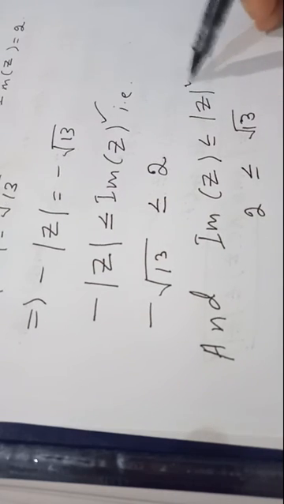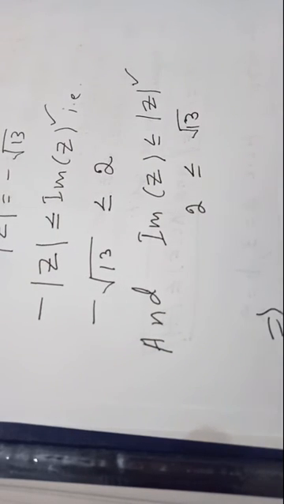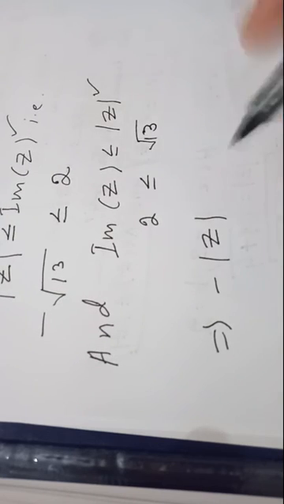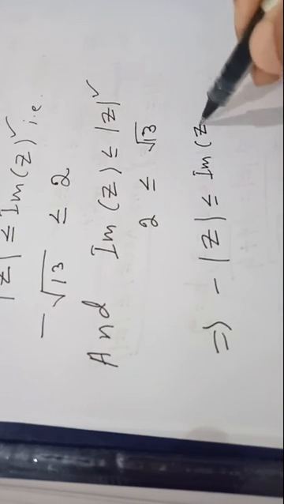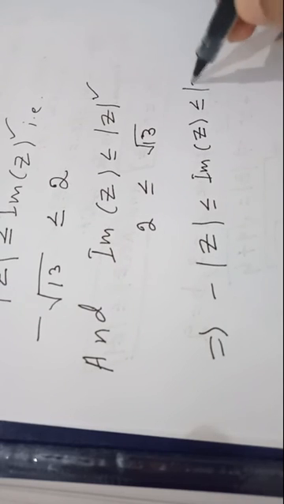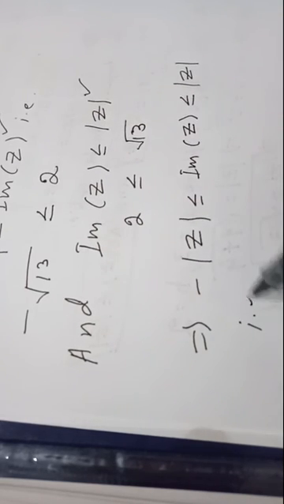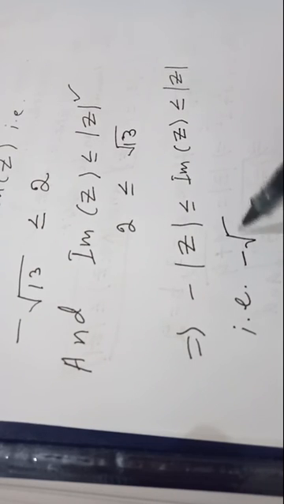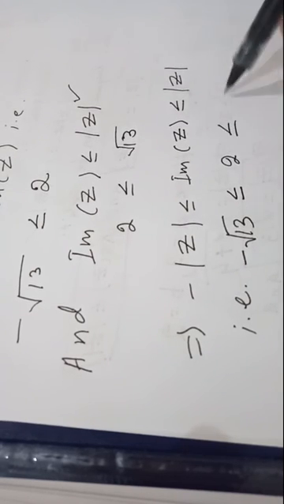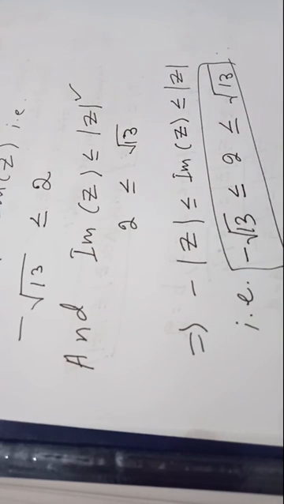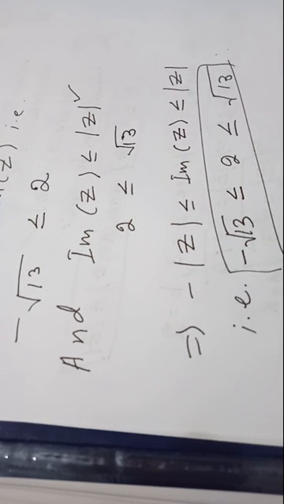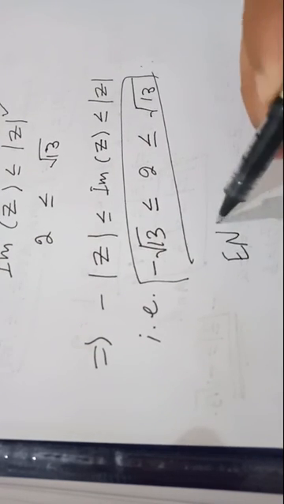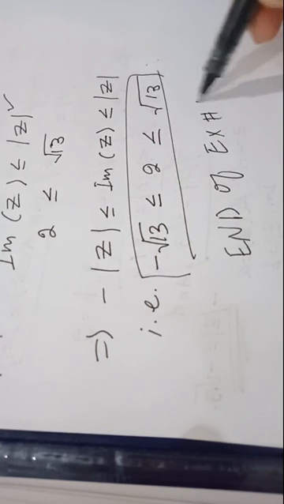Now combine these two. When I combine these two, minus absolute z is less than or equal to the imaginary part of z, less than or equal to absolute z. That is, minus square root of 13 is less than or equal to 2, less than or equal to positive square root of 13. So you see that this is true. The square root of 13 must be greater than 2, so when multiplied by minus, that value becomes less than 2. So this is the required proof, and this is the end of exercise 1.2.